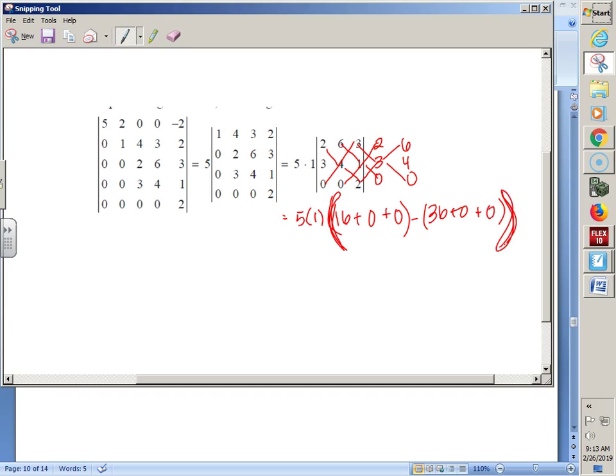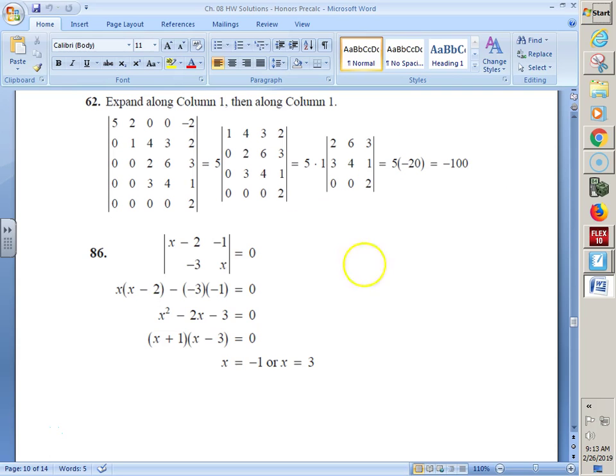So then I have 16 minus 36, which is negative 20 times 5. Nice. Okay, we good? Life is a little rough for some of us. Determinants might be a little rough for some of us. Hang in there. We're trying to tackle these things as they come.